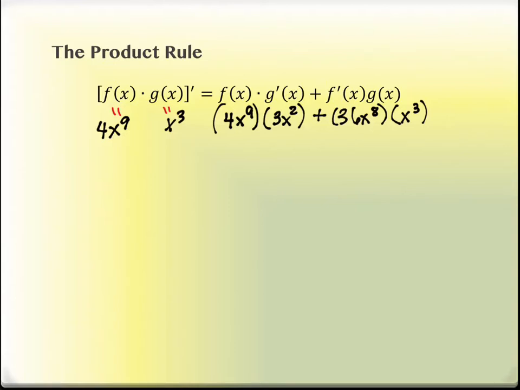Okay, so let's actually take a look at this. If I have 4 times 3, it's 12. x to the 9th and x squared is x to the 11th. And over here I have 36x to the 11th. And what is 12x to the 11th plus 36x to the 11th? 48x to the 11th. Right, and it checks out. That's what it's supposed to be, because that's what it is when I multiplied the two functions together and then found their derivative. So this is our product rule.